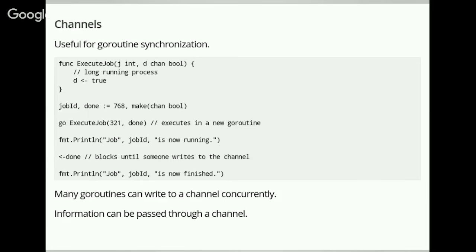And luckily, our execute job function over there, which is running in another Go routine, whenever it's finished, it's going to write the value true to this channel. So as soon as it writes it, it unblocks the other Go routine, and that can continue. And the net result is that we can print the message, job is now finished, whenever the job is done. So that's the basics of channels.